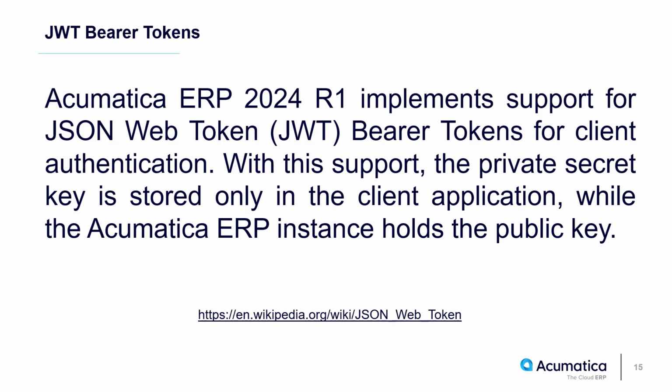Previously, with OAuth 2.0 or OpenID authorizations, only shared keys were available. Now in 2024 R1, support for JSON Web Token or JWT bearer tokens can be utilized for client authentication. The major advantage is that the private secret key is stored only in the client application and Acumatica holds only the public key. This improves security.